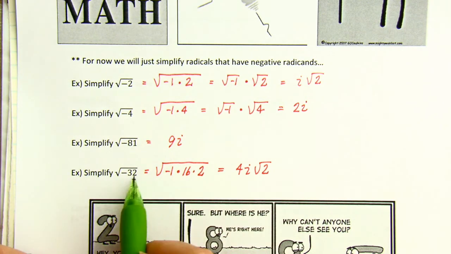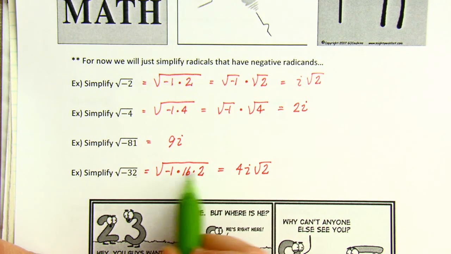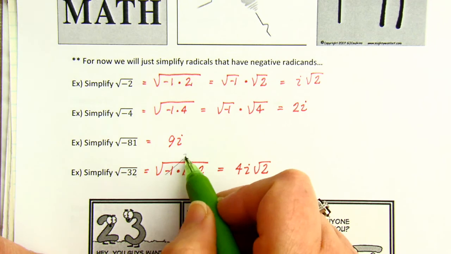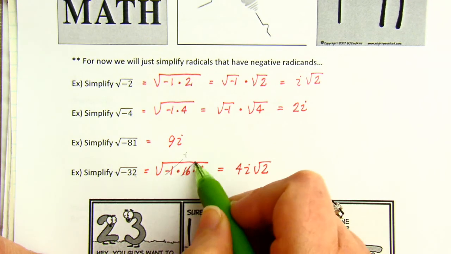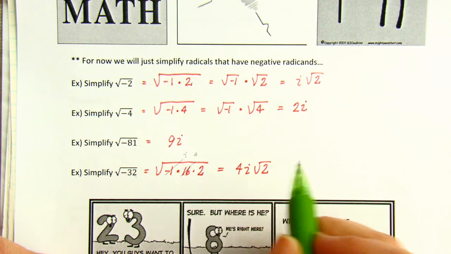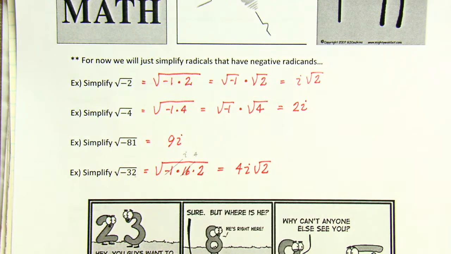This one here, 32 is not a square. So I did write it and broke it apart. Okay, -1 times 16 times 2, right? 16 times 2 is 32. The -1 comes out as an i. The 16, right? Square root of 16 is 4. The 2 has to stay in. So my final answer here is 4i times the square root of 2.